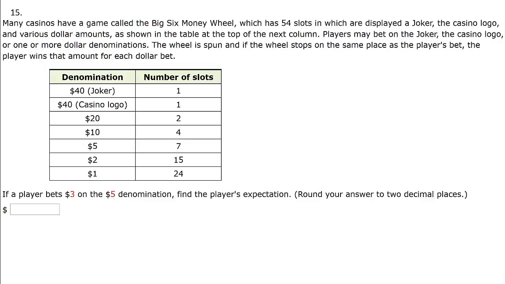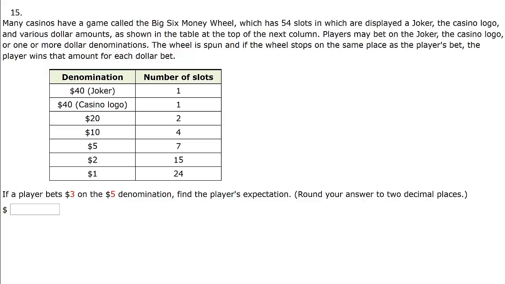Number 15. Many casinos have a game called the Big Six Money Wheel, which has 54 slots in which are displayed a joker, the casino logo, and various dollar amounts as shown in this table. Players may bet on the joker, the casino logo, or one or more dollar denominations. The wheel is spun, and if the wheel stops on the same place as the player's bet, the player wins that amount for each dollar bet.